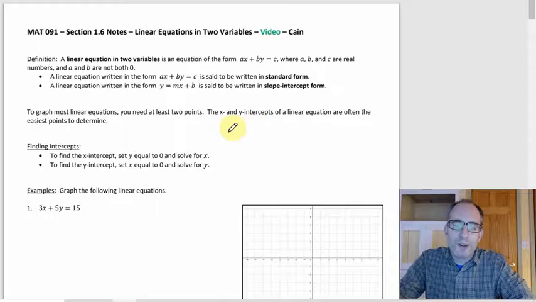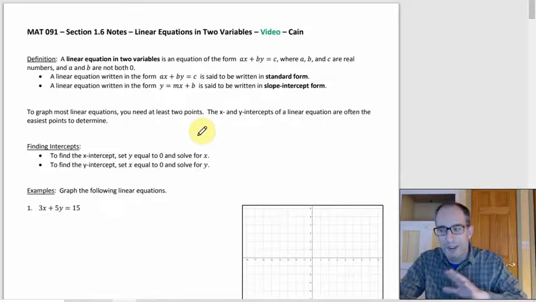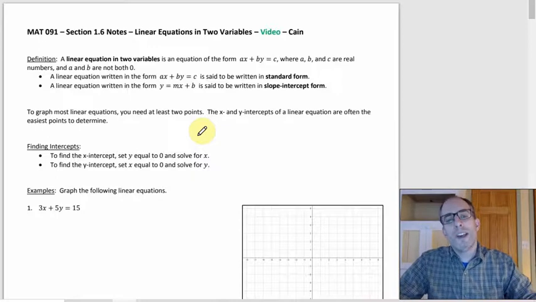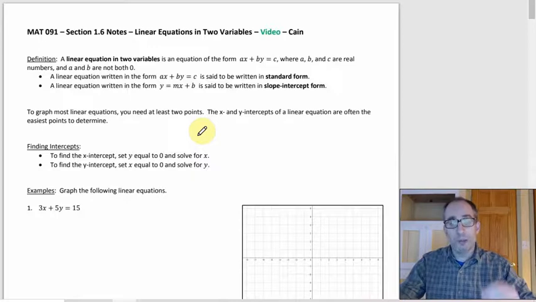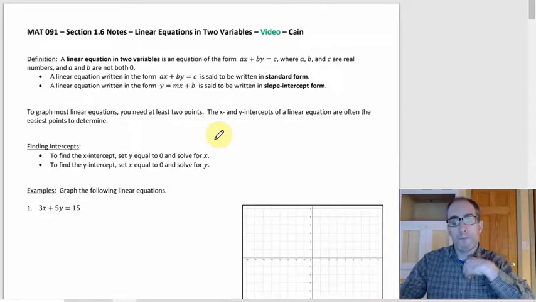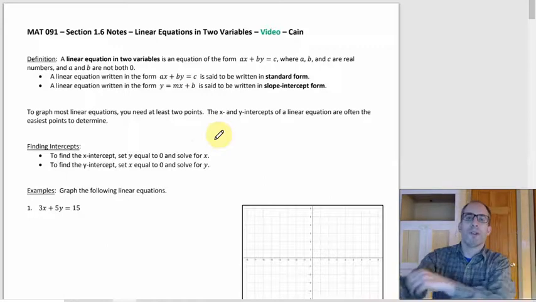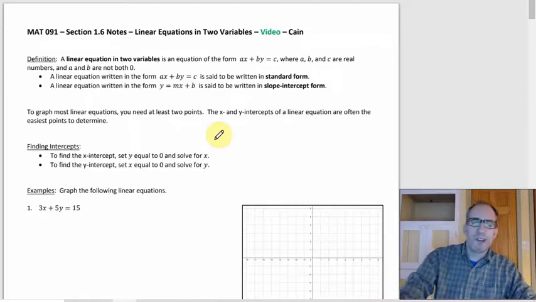To graph most linear equations, you need at least 2 points. The reason it says most is that for the ones that only have one variable, with the other one missing, you don't actually need 2 points. You can get away with less, and we'll do it when we get there. But if you just need 2 points, which ones do you want to use? If you're starting off with standard form, I would advocate getting the 2 intercepts and going from there. That should be enough, unless the x and y intercept are both the origin, and then you'll have to get another point. But that doesn't really come up too often.